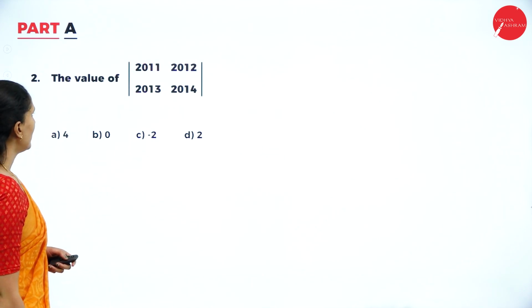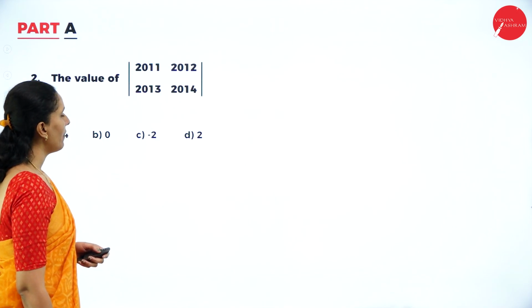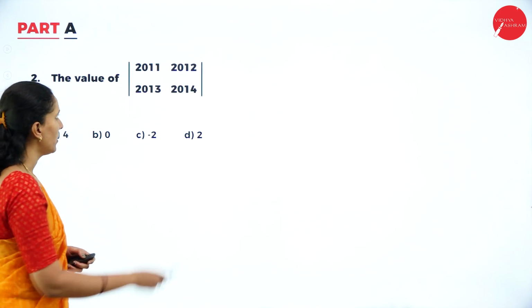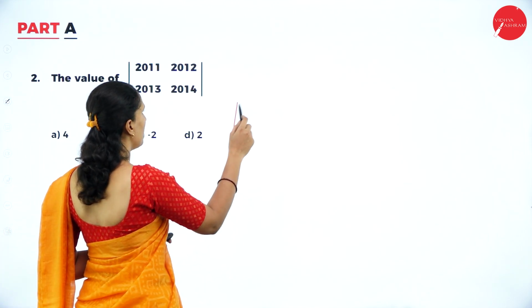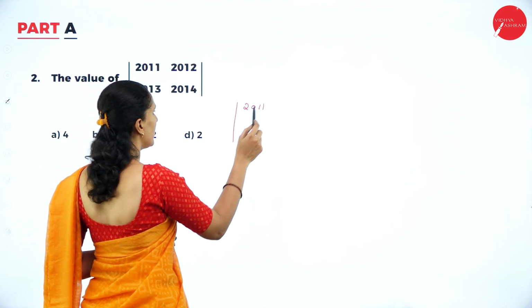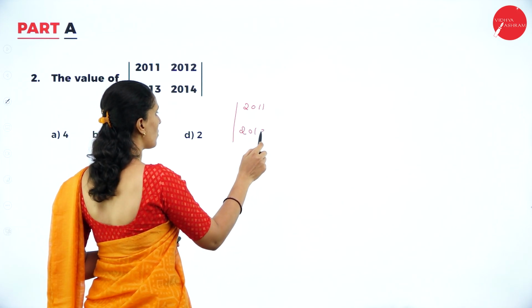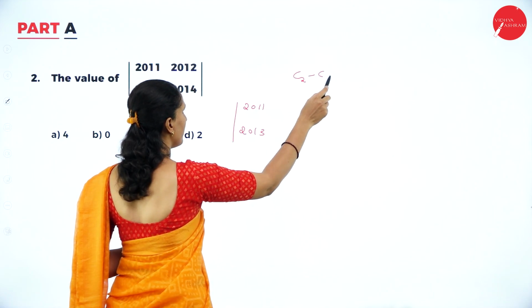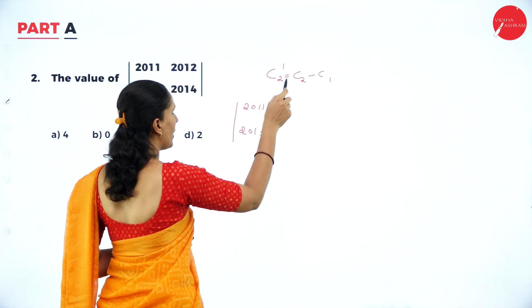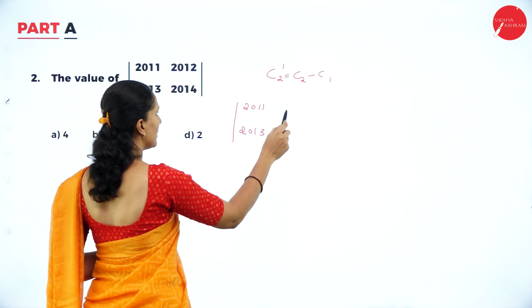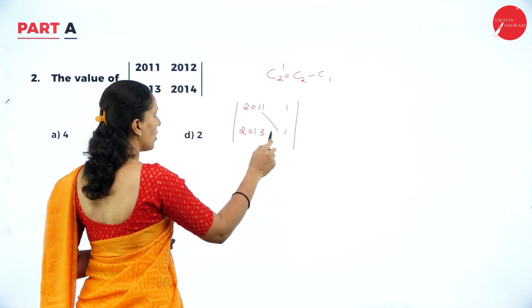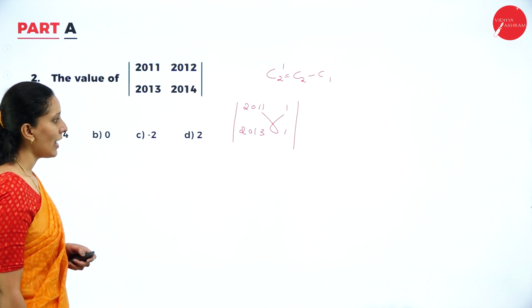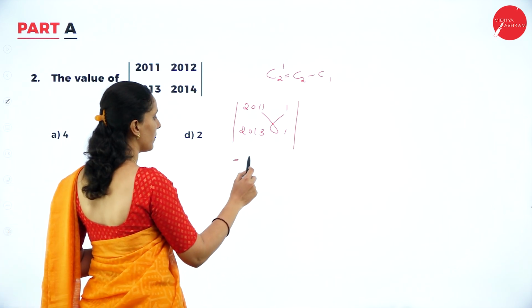Next, the value of the determinant 2011, 2012, 2013 and 2014. We can use the elementary row or column operation method here. I'll write the first column as it is. I'll write the second column as C2 minus C1, so that is C2 dash, C2 minus C1. Then I'll get this as 1 into 1. Just cross multiply the determinant value. We will get 2011 minus 2013.